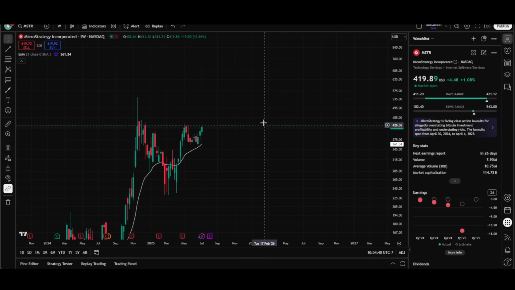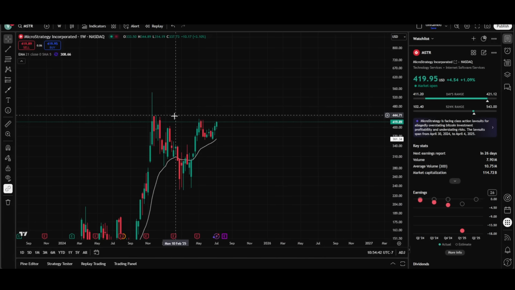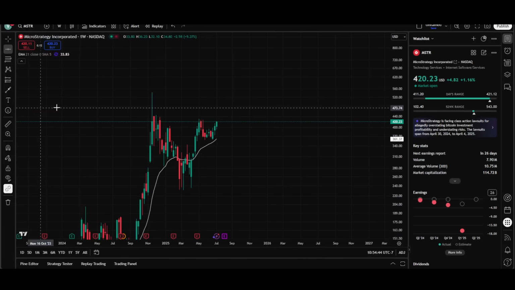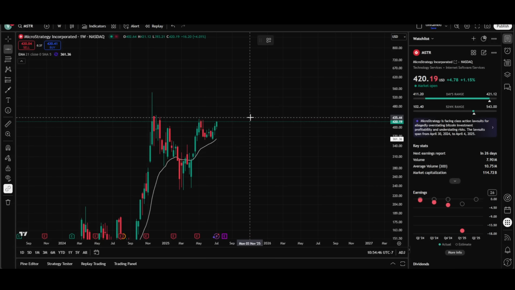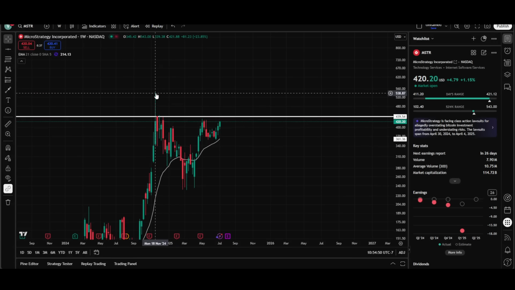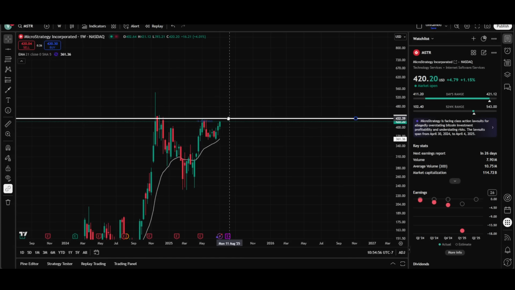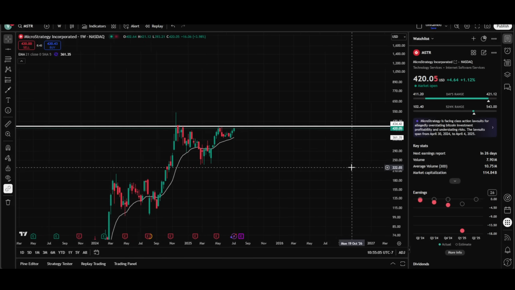So on the weekly chart, you can see that the closes of the candles are right around this level, right about here. I would say somewhere right around the mid 400s. So once we get above this level right here, it's off to the races. So I'm looking for a breakout above 430s, 440s, a strong breakout, and that would be a very good thing for higher prices. So overall, MSTR looking pretty good.